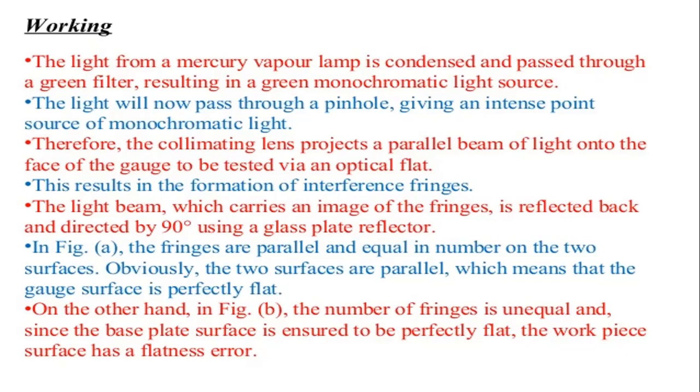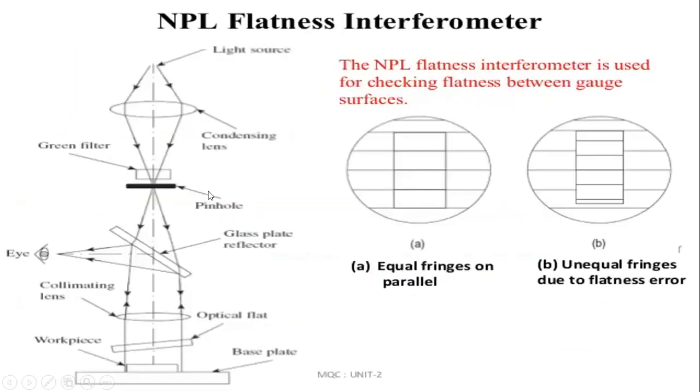Therefore the collimating lens projects a parallel beam of light onto the face of the gauge to be tested via an optical flat. So మనకి ఈ పిన్ హోల్ ద్వారా ఈ collimating lens నుంచి వర్క్ పీస్ మీదగా ఆప్టికల్ ఫ్లాట్ మీదకి లైట్ రేస్ ట్రాన్స్ఫర్ అవుతుంది.